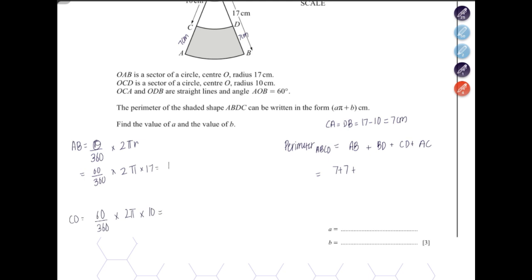Let's calculate it. 17 divided by 3 pi. This is 10 divided by 3 pi. So let's add it here. 7 plus 7 plus 17 by 3 pi plus 10 by 3 pi. Now they want us to write in the form a pi plus b. So let's try to add these two numbers first. We get 9 pi plus 14. So a is 9 and b is 14.